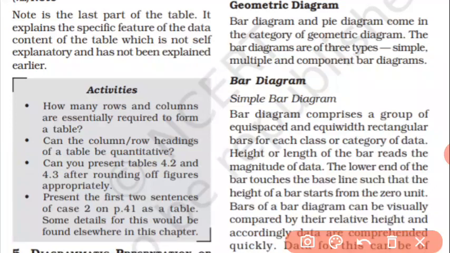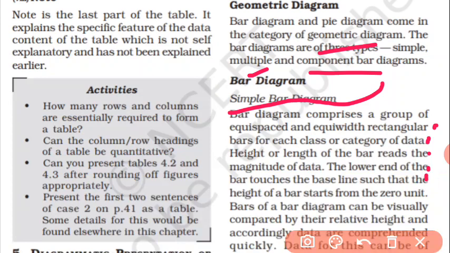We can see a few geometric diagrams like bar diagram, pie diagram. In the category of geometric diagram, the bar diagrams are of three types: simple, multiple, and component. So a simple bar diagram comprises a group of equispaced and equiwidth rectangular bars of each class or category of data. Okay. Height or length of the bar reads the magnitude of data. The lower end of the bar touches the baseline such that the height of the bar starts from 0 unit.